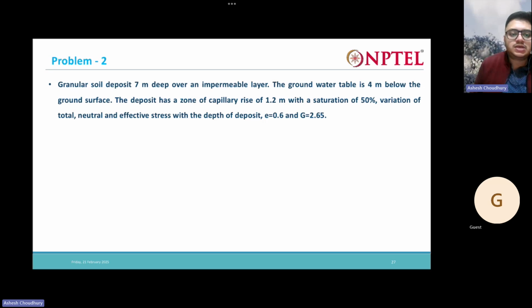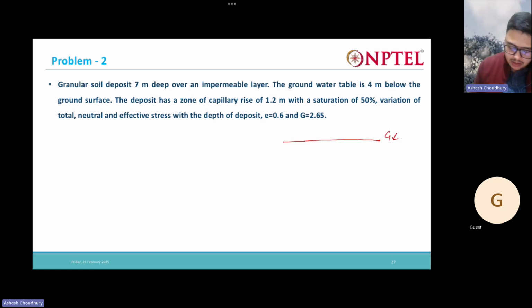Irregular soil deposit 7 meters deep over an impermeable layer. The groundwater table is 4 meters below the ground surface. The deposit has a zone of capillary rise of 1.2 meters and a saturation of 50%. Find the variation of total, neutral and effective vertical stress. E is given, G is given.